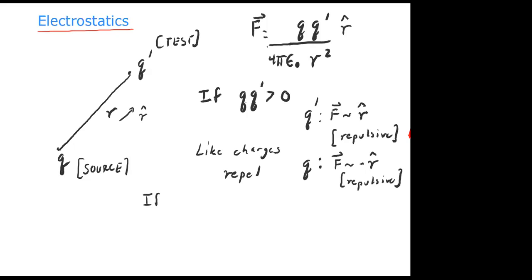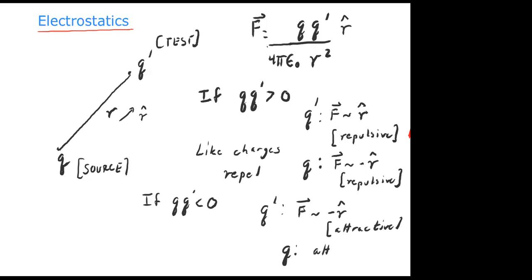And if you have charges Q and Q prime and they're not the same, then their product is negative. It's easy to show that Q prime will have a force in the minus r hat direction, so it will be attractive. Similarly, Q will see a force that's attractive. You should go through the simple vector arguments to prove this to yourself. So this simply says that unlike charges will be attracted to each other. That's the first key thing that Coulomb's law is going to tell you.